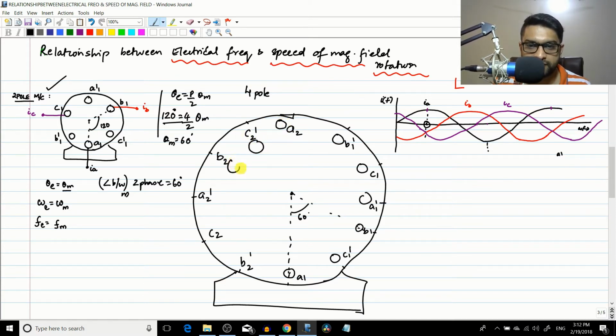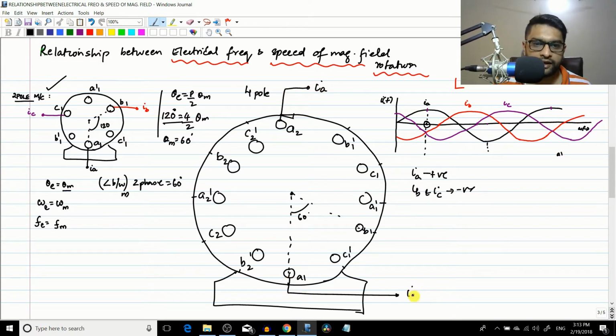One second, I'll just put the coils. So I forgot to put the coils here. Yeah, so these are the coils which are for a 4-pole machine. Okay, so let us take the same case here where IA is positive and IB and IC are negative. Now A1 and A2 will be getting the same current IA. So IA will be there for A2 and IA will be there for A1 also.